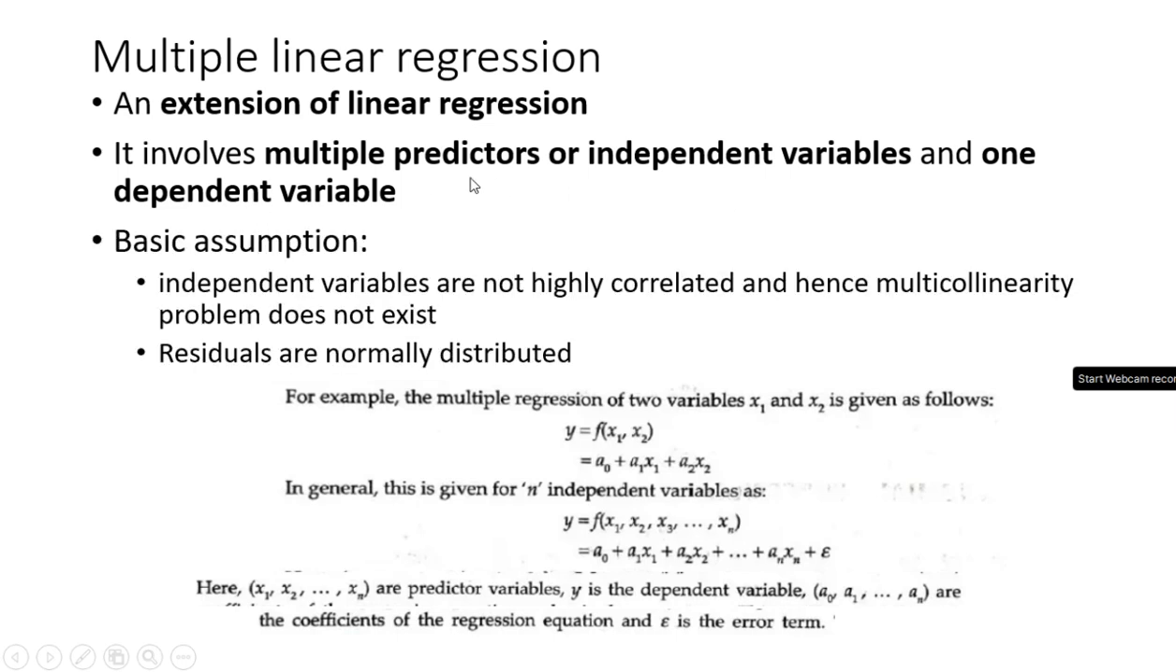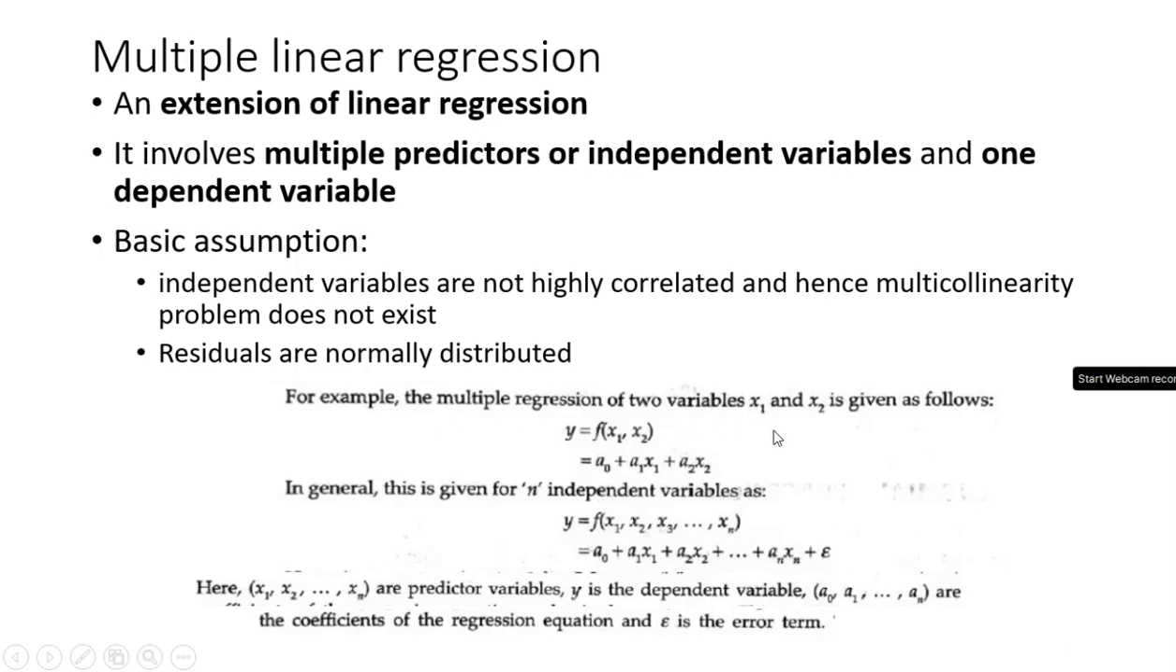Okay, so we will have multiple independent variables and one dependent variable, but the basic assumption here is the independent variables are not highly correlated, and hence multi-collinearity problem will not exist. So they're not very much correlated to each other. That is one assumption we are taking, and we are also assuming that the residuals are normally distributed. So that means we are going to have a normal distribution. It's an assumption. So let's see this mathematically.